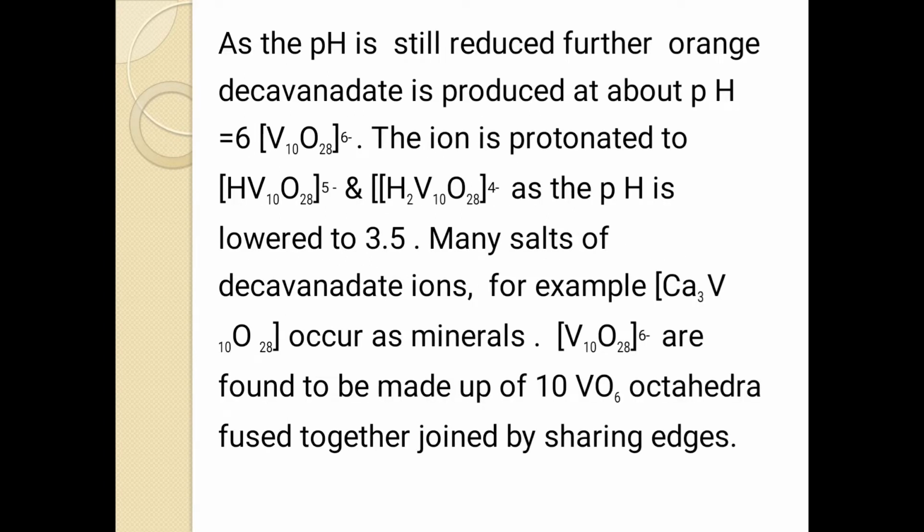As the pH is still reduced, orange decavanadate is produced at about pH 6, the V10O28 6- ion. The ion is protonated as the pH is lowered further to 3.5. Many salts of decavanadate ions, for example Ca3V10O28, occur as minerals.